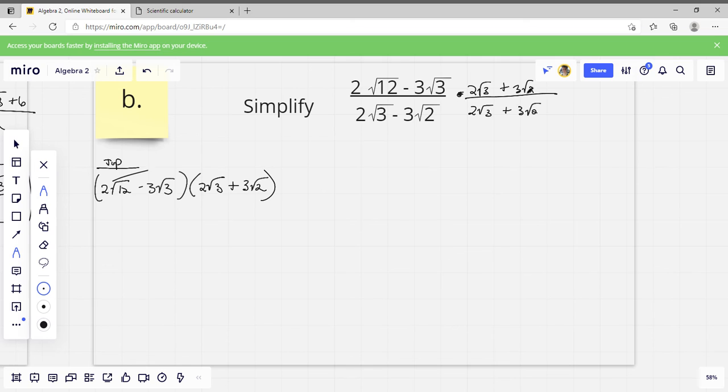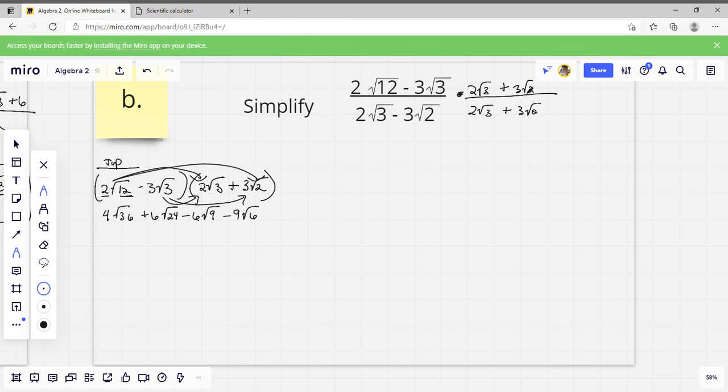All right. First two terms, 2 times 2 is 4. Okay, inside the radicals, 3 times 12 is 36. Outside terms, 2 times 3 is 6. 12 times 2 is 24. Inside terms, 3 times 2 is 6. 3 times 3 is 9. And then our last terms, 3 times 3 is 9. 3 times 2 is 6.